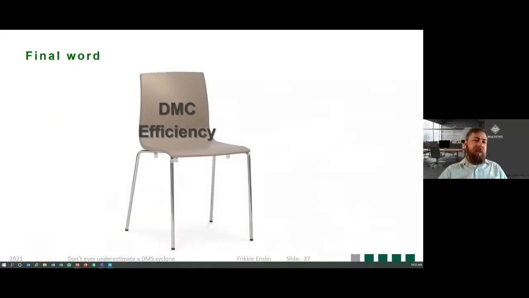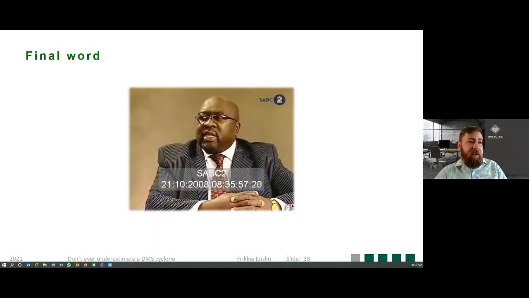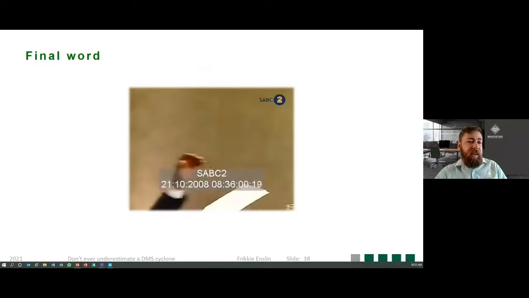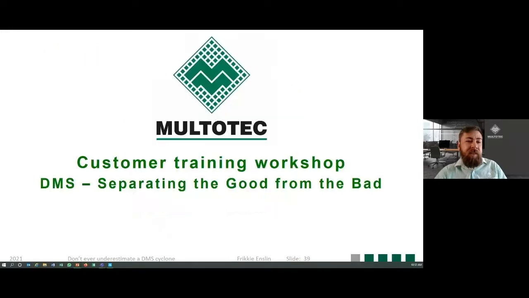All right, so let's get to the last couple of slides. So we saw that DMC efficiency rests heavily on your ore characteristics, your operation, your DMC design, as well as your medium. You may think that you sit nicely on your chair, everything is fine. You may be neglecting one of these items, and this can have catastrophic consequences. All right, so don't get caught out. Focus on all four of these factors, and you should be okay.